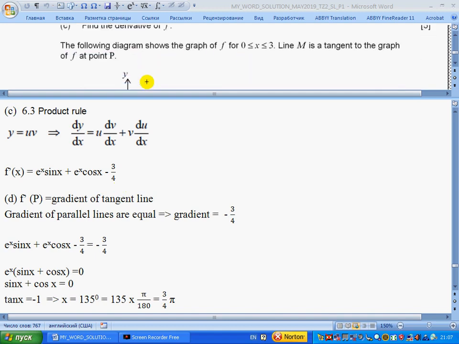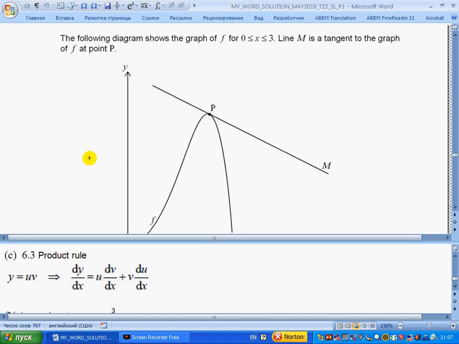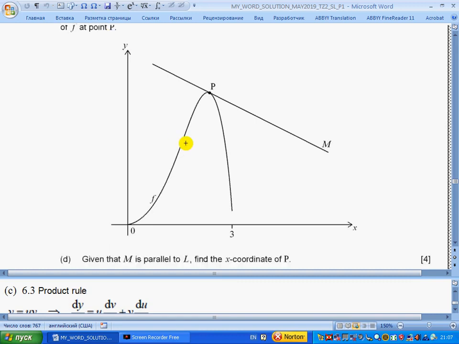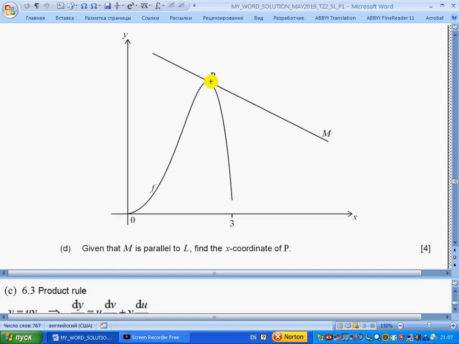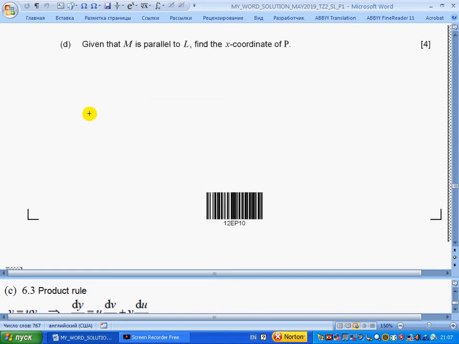The following diagram shows a graph. Let's look at this graph. The following diagram shows a graph of f for x from 0 to 3. Line M is a tangent to the graph. Line M passes through P and is tangent. Given that M is parallel to L, find the coordinates of P.